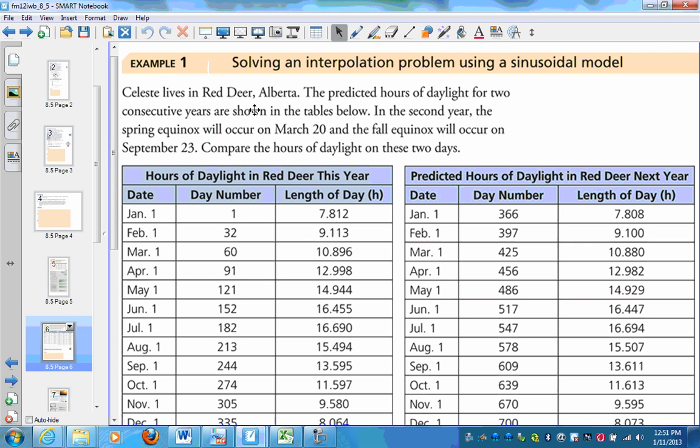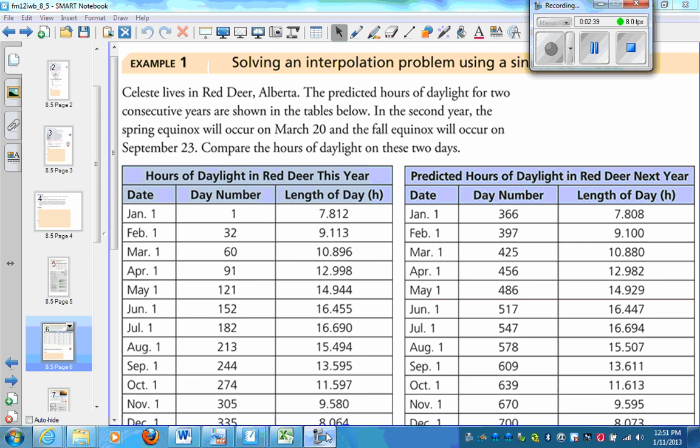Celeste lives in Red Deer. The predicted hours of daylight for 2 consecutive years are shown. In the second year, the spring equinox will occur on May 20th and the fall equinox will occur on September 23rd. Compare the hours of daylight on these 2 days.